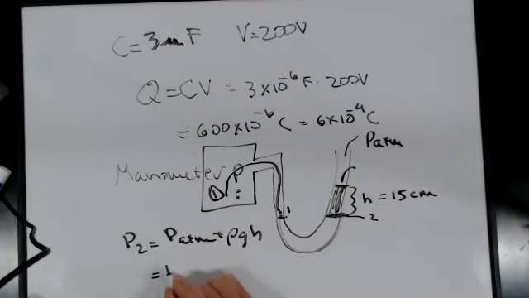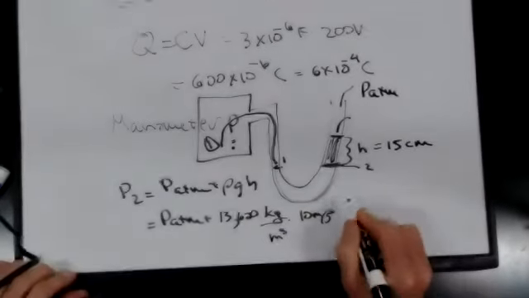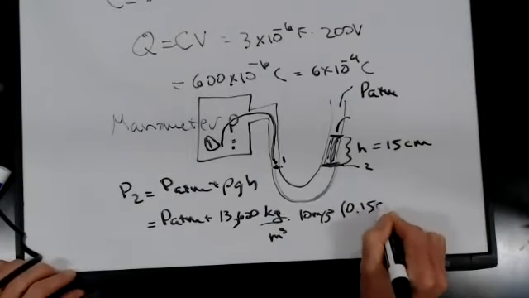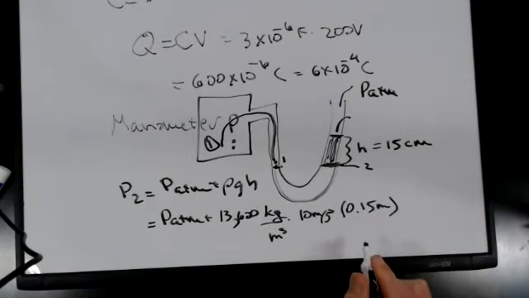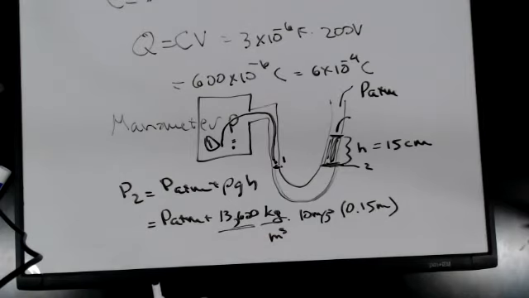And so that's P atmospheric plus the density of mercury, which is 13,000 something kilograms per cubic meter, times 10 meters per second squared, times 0.15 meters. I'm not positive that's the density. It'll work. Does that get you pretty close? Is that one of the choices?